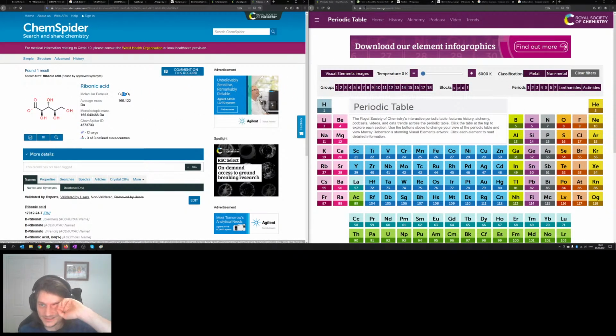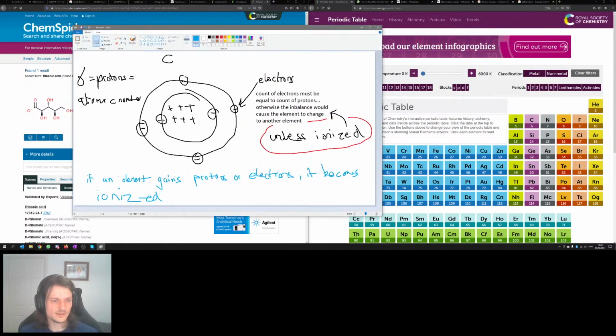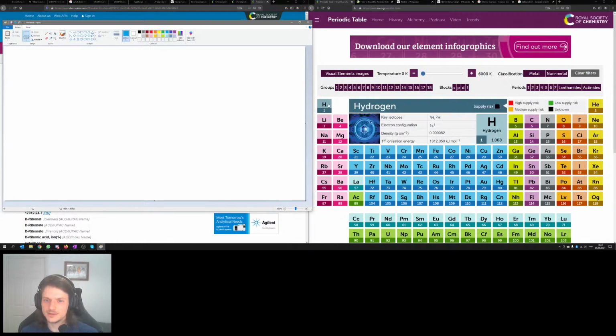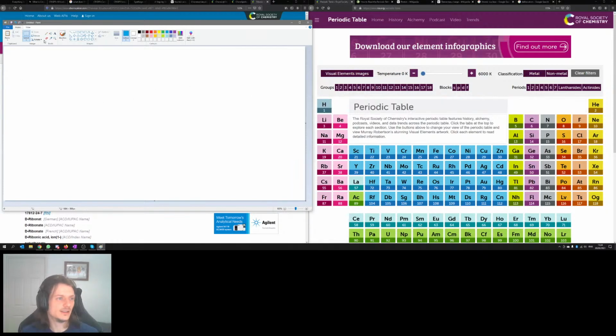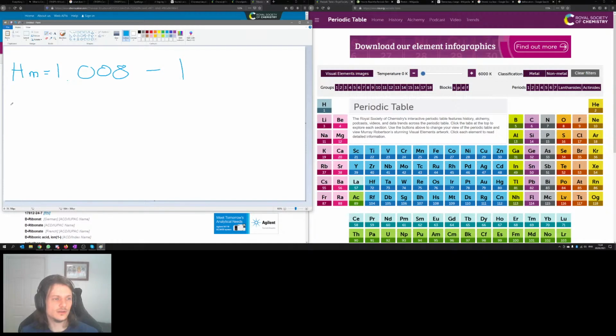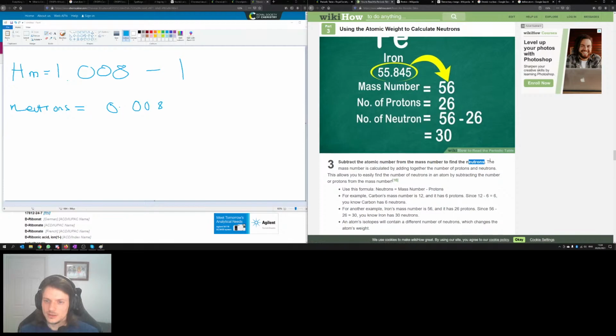So it says that if I take hydrogen's mass, which is 1.008, and then I minus the atomic number, which is 1, the neutrons will equal 0.008. What are they doing this with?